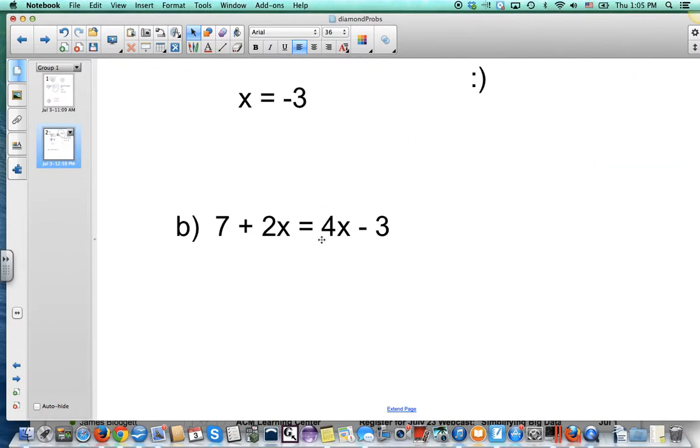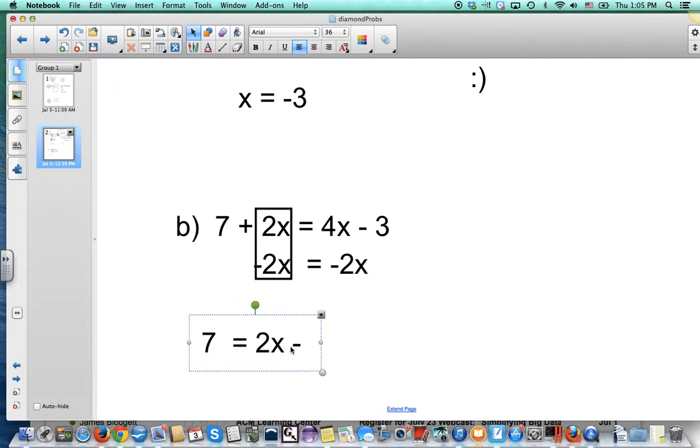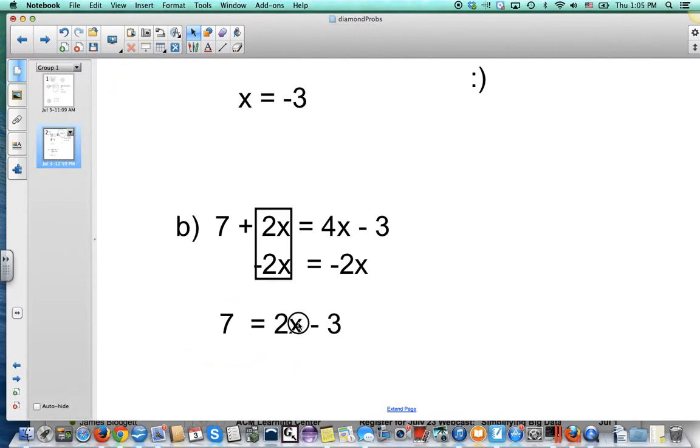It's part B to that same problem, which is problem 119. Go ahead and try it. Pause the video if you want to try it on your own and then come back and see how you did. The first thing I did was I subtracted 2x from both sides, because over here 2x minus 2x is just 0, and that's a good thing. 7 plus 0 is just 7. On the other side, 4x minus 2x is 2x, and I still have that minus 3 there.